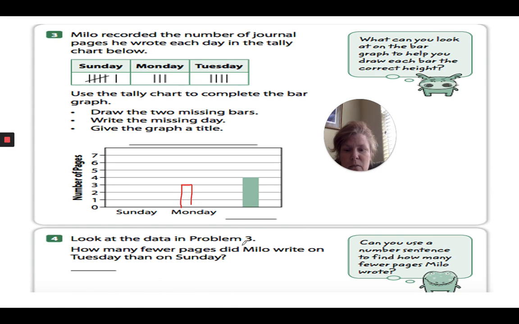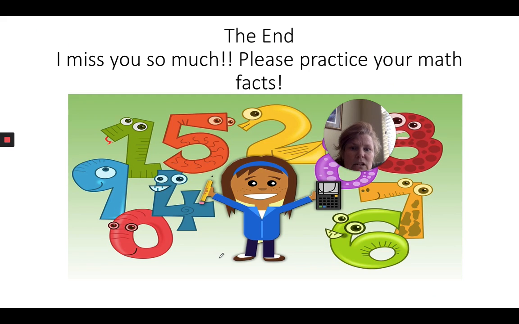Look at the data in problem 3. How many fewer pages did Milo write on Tuesday than on Sunday? So when you're comparing, remember when you compare two things, or when you compare anything, when it's a comparison question, we always do what? What's our operation? Remember operation, adding or subtracting? We always subtract. Can you use a number sentence to find how many fewer pages Milo wrote? Yes, you can, because a number sentence is just a fact. So you're going to use how many Tuesday, how many Sunday, and what did I tell you you were going to do? You can figure that out.